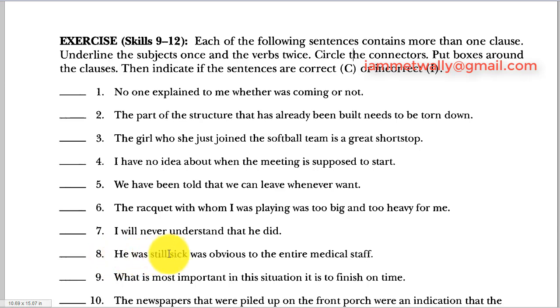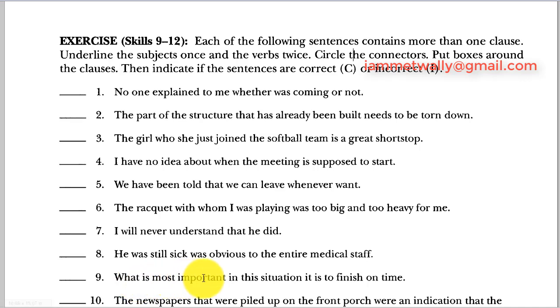8. He was still sick was obvious to the entire medical staff. He is the subject, was is the verb, and was is another verb which doesn't have a subject, so the sentence is incorrect. It's missing a connector that works as a subject. It should have been corrected like this: that he was still sick was obvious to the entire medical staff. With this, it could work.